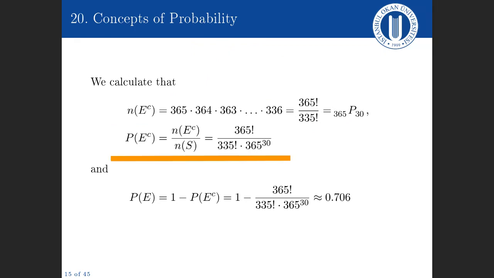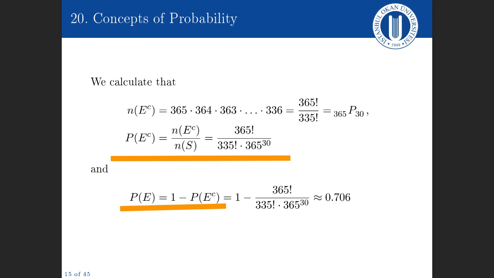So the probability that all 30 students have different birthdays is the number of elements in E complement divided by the number of elements in the sample space. But that's not the probability that we want. We want the probability that 2 or more students have the same birthday. So we're going to do 1 minus the probability of E complement.